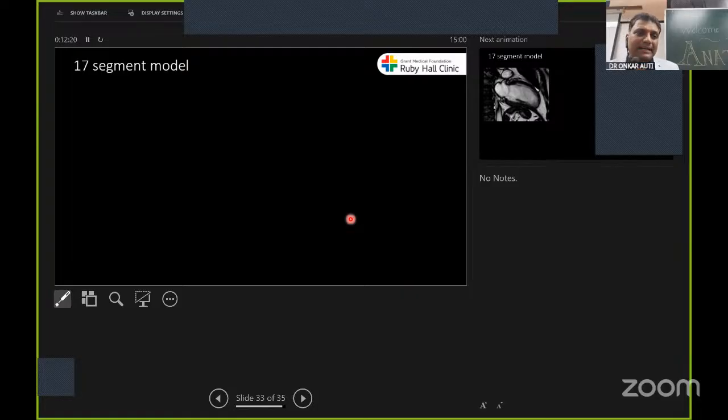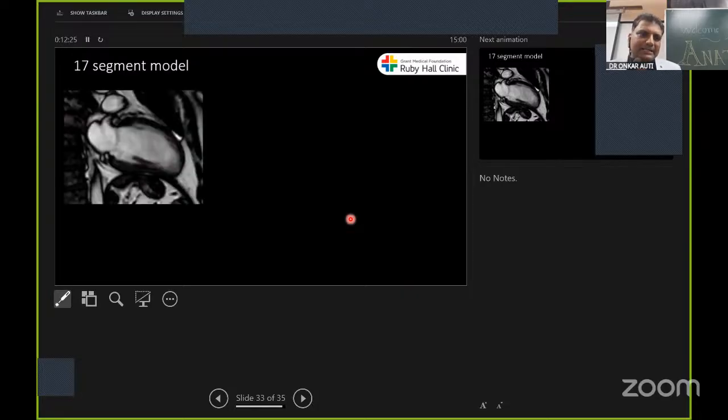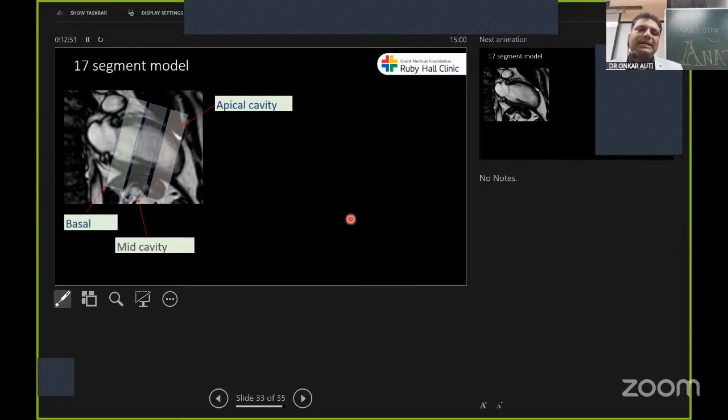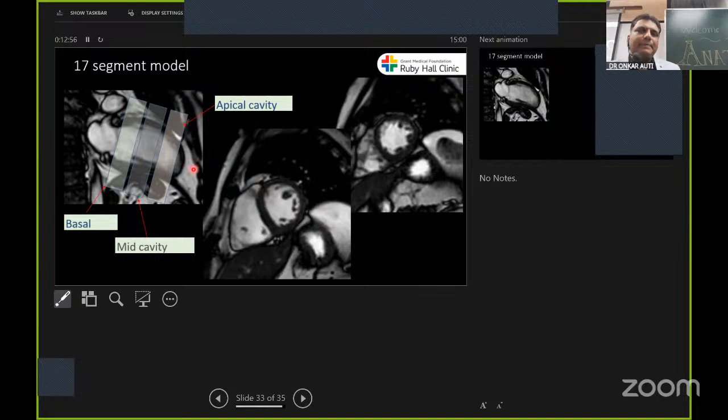So for a better understanding of it, there is something called the 17 segment model of the heart. Again, these are not anatomical planes. These are made by us for us to categorize the LV much better. The left ventricle is divided into the basal cavity, which is more towards the mitral valve. The mid portion of the cavity is the mid cavity. The more towards the apex we go, that is the apical cavity. And the terminal portion is the apex.